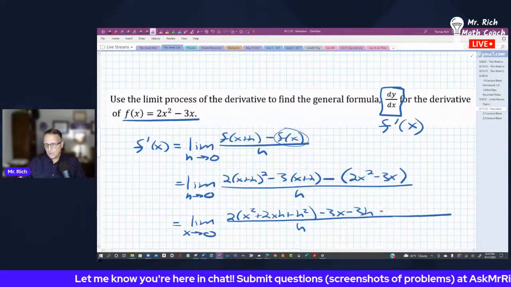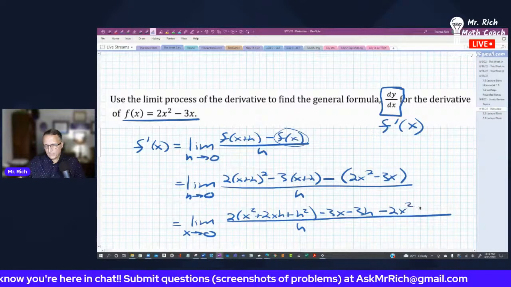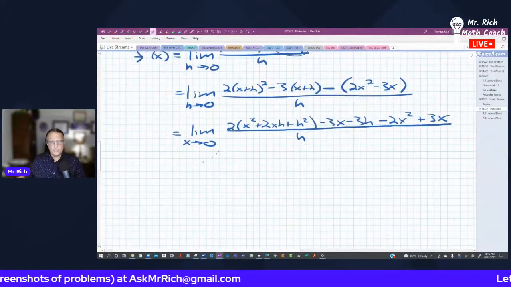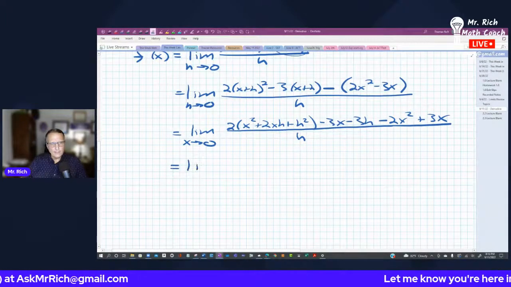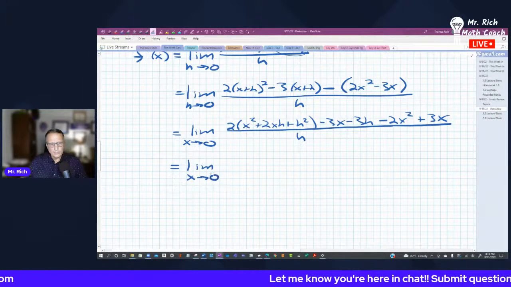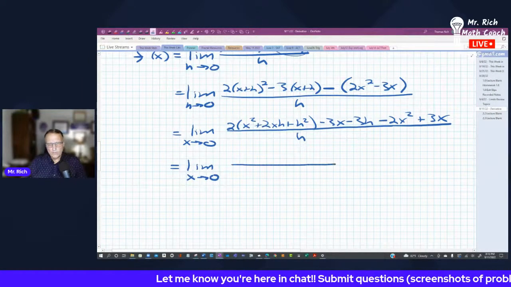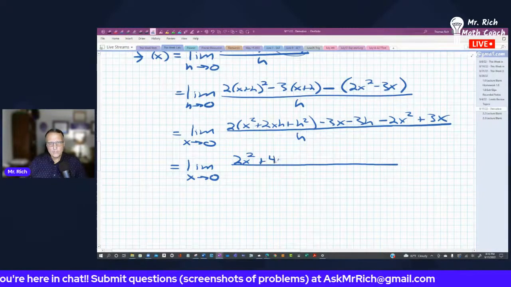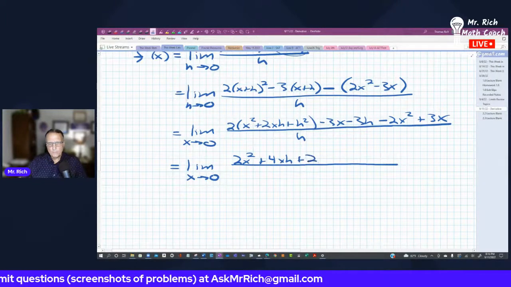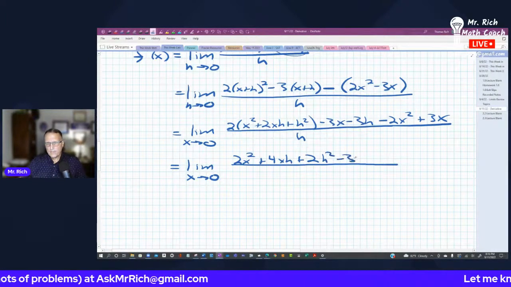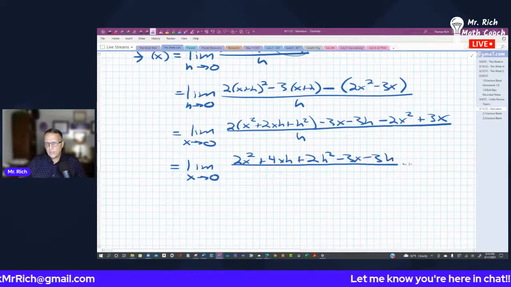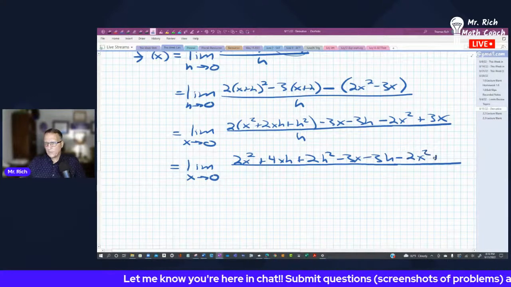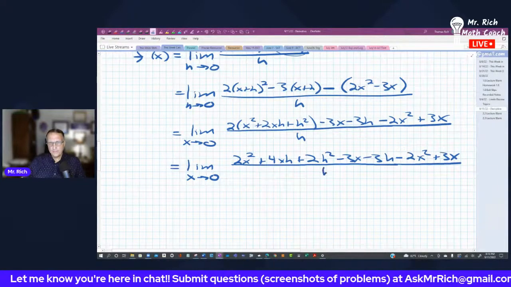I'll distribute this minus. That's going to give me a -2x squared and then a positive 3x. Now, I am going to do one more algebra step here because I need to distribute that 2 that's out in front of those parentheses. So my whole entire big numerator is going to be 2x squared plus 4xh plus 2h squared minus 3x minus 3h minus 2x squared and then plus 3x. And that again is all over h.